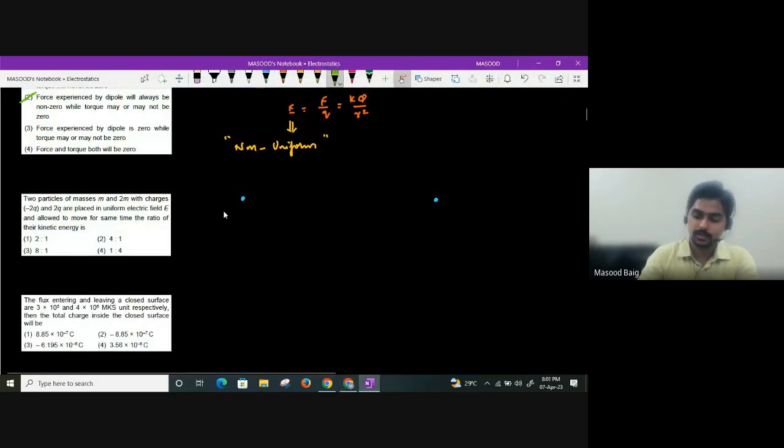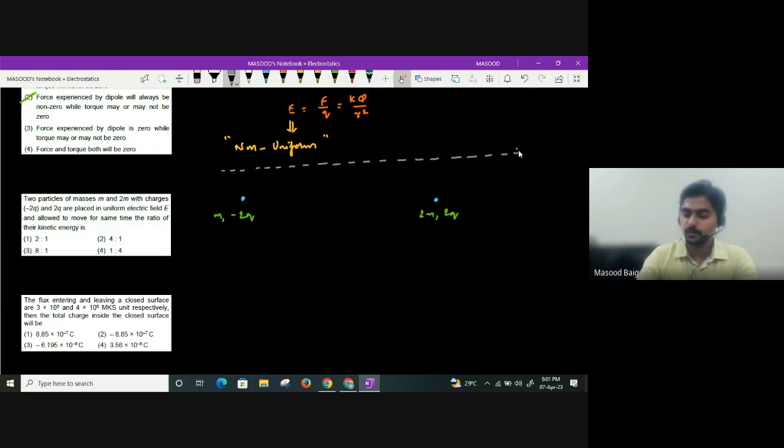One of them has mass m. Charge is how much? Minus 2q. The other has mass 2m. Charge is how much? 2q. Let us imagine the electric field is along the positive x direction. Uniform field, guys. One very important thing that you need to know: whenever a negative charge is placed in an electric field, what is going to happen? It is going to experience a force opposite to the direction of field, guys.